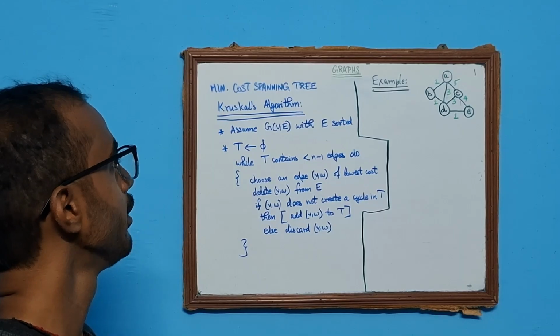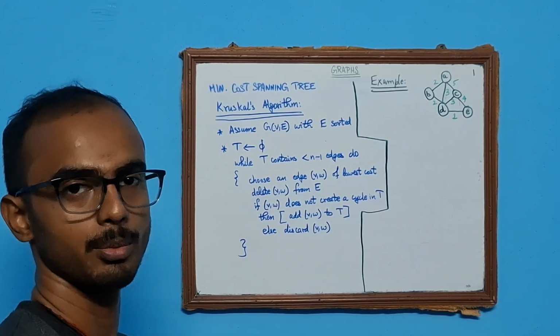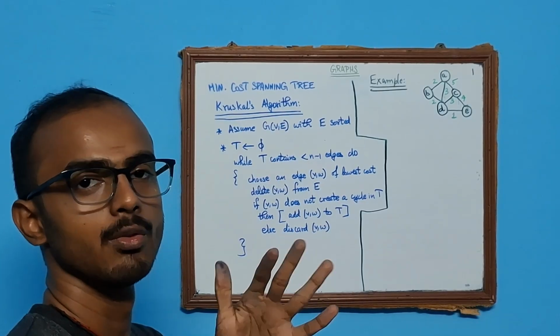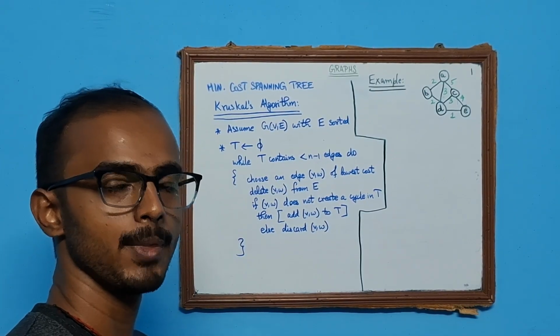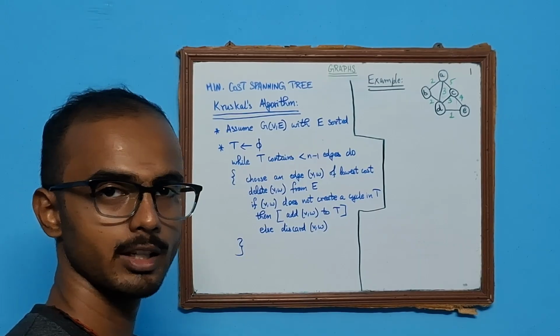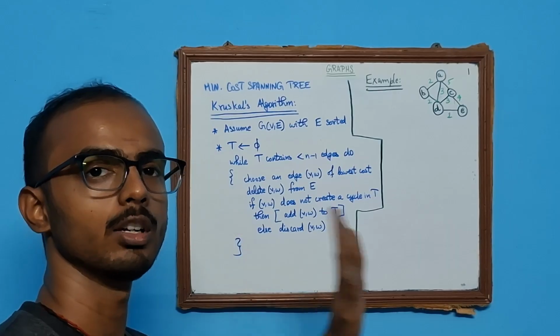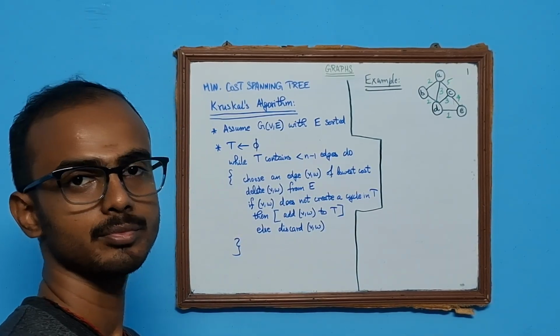So now we defined what a spanning tree is. I'll just repeat it. A spanning tree is nothing but a subgraph of G which has all the vertices of G, and it should have exactly n-1 edges such that it is a tree, meaning that it should not have any cycle in the graph.